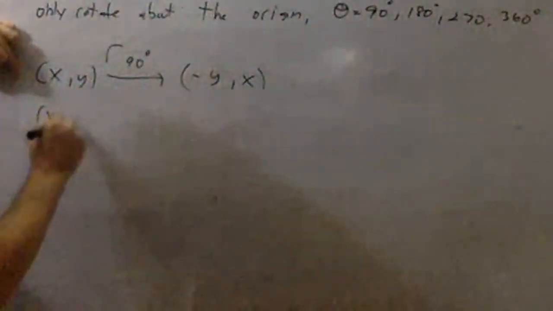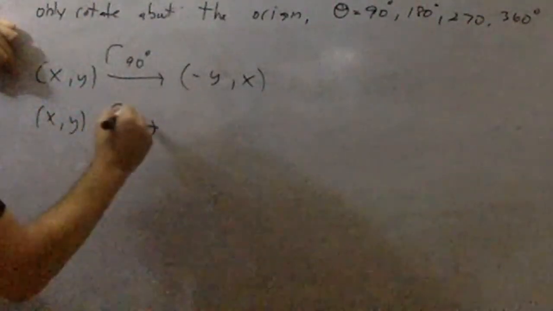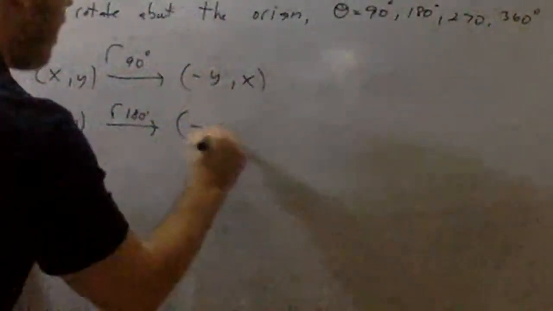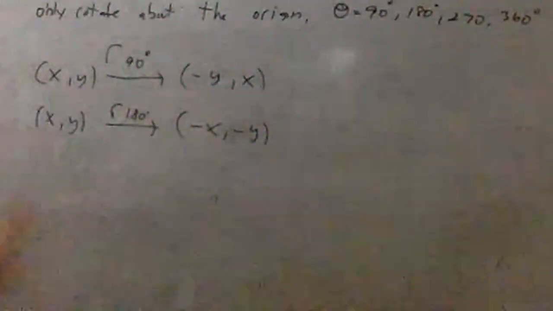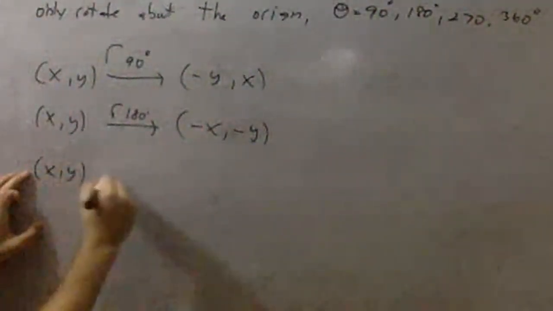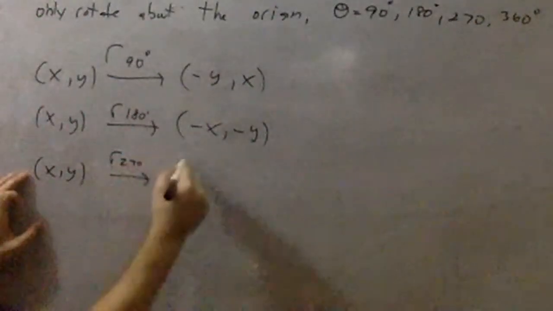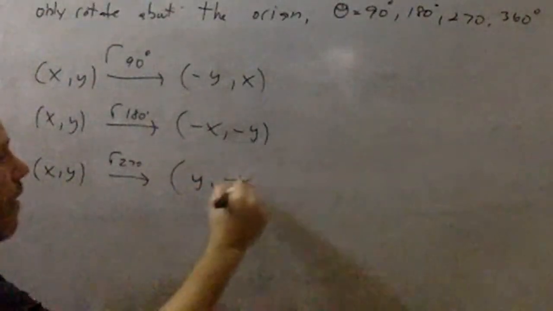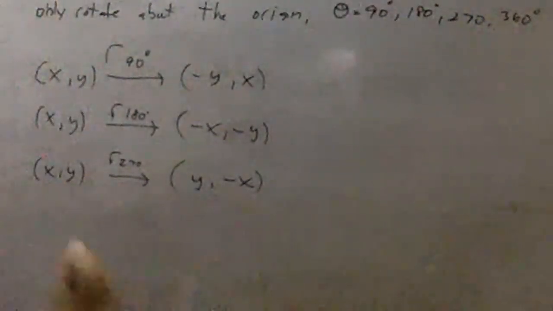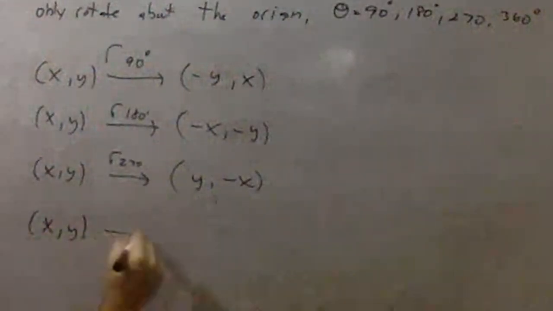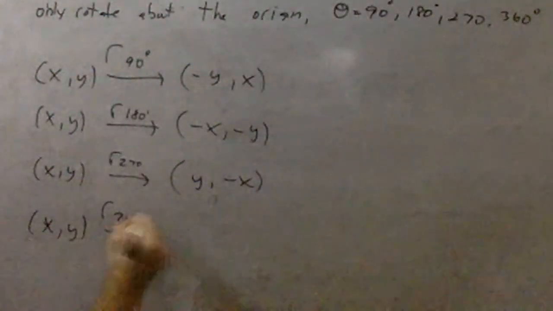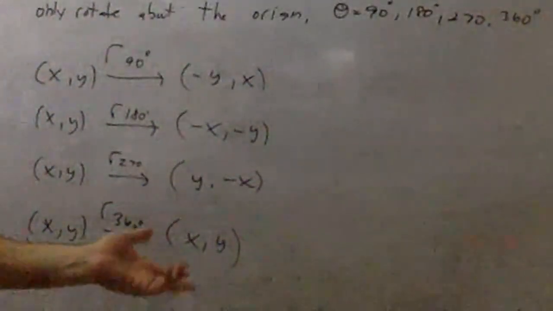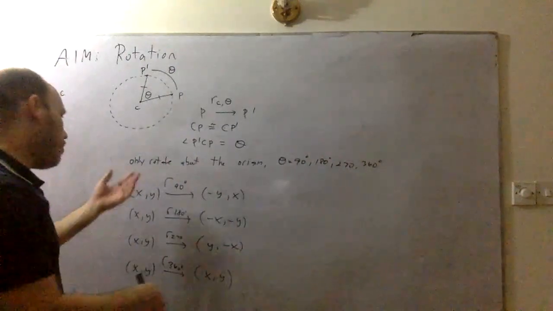If we take (x, y) and rotate it about the origin 180 degrees, once again, flip it and negate again: (-x, -y). If we rotate it 270 degrees, flip it and negate again: (y, -x). And finally, if we do a full 360 degrees, it takes us back to (x, y). So it's kind of like the identity, like adding 0 or multiplying by 1. So these are the rules you should know.